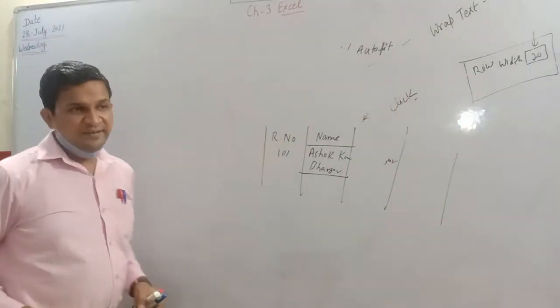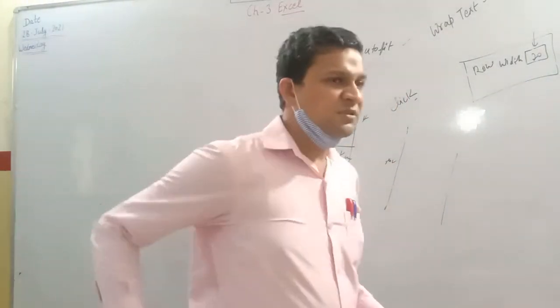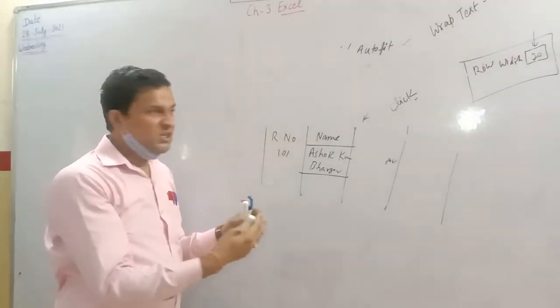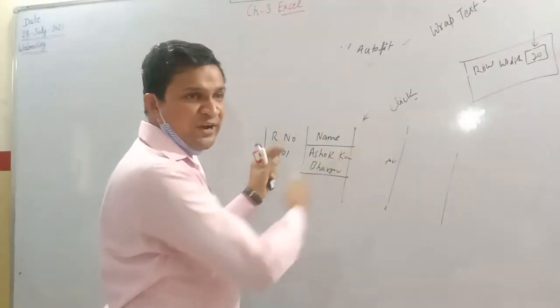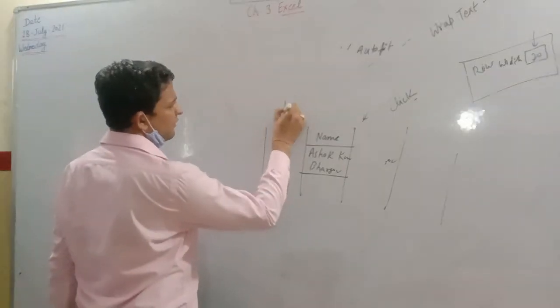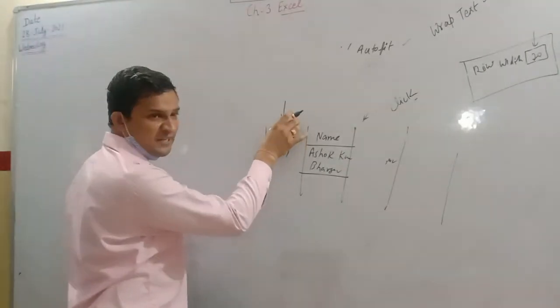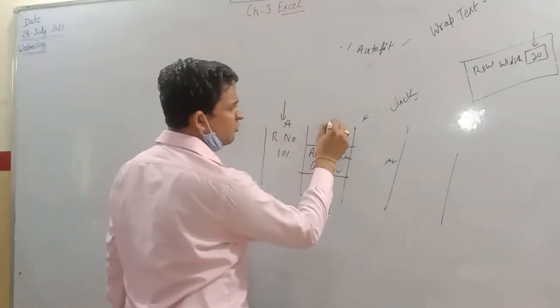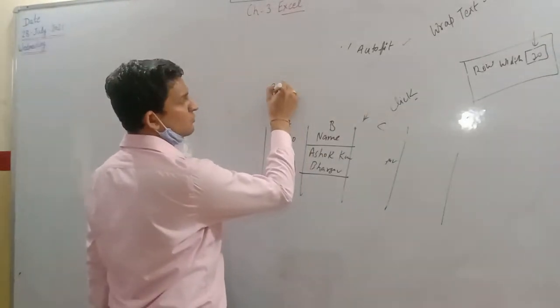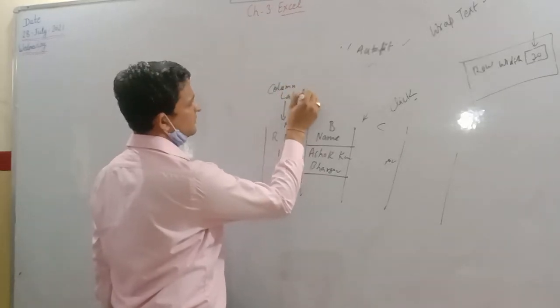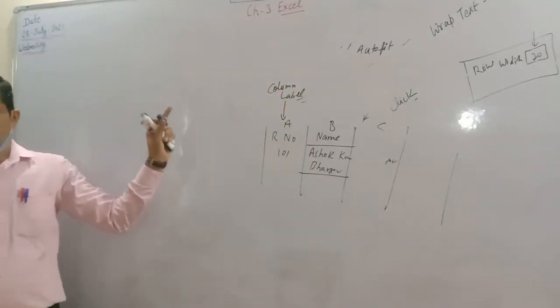Suppose you are working in an examination system, and you want to hide the roll number column from the user. You just want to display the list of students. For that, what will we do? We will click on top of this cell, on A. ABC written on top is known as the column label. You will click on the column label.